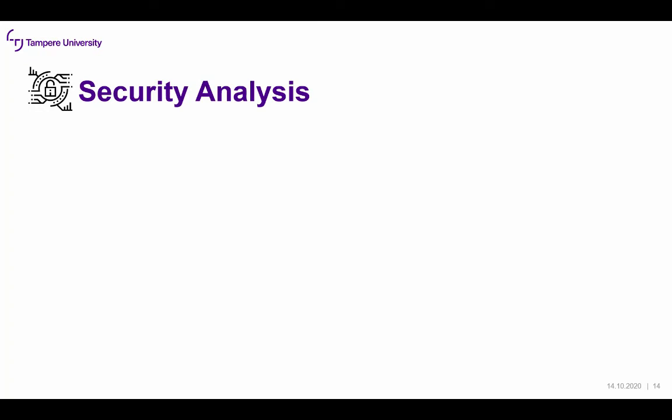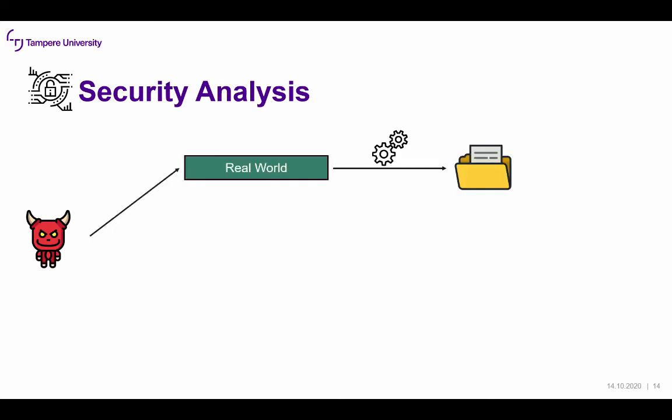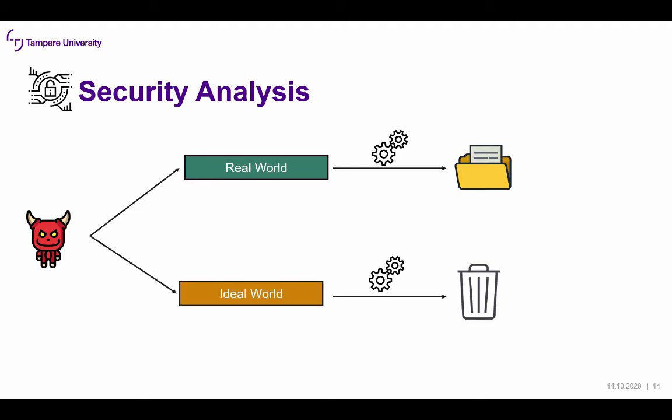Now, moving on to the security analysis of our construction, we make use of the real-ideal world formalization. In particular, we assume that our adversary can observe the real world, that means the real protocol, the real algorithms with the real inputs and the real outputs. And we try to design an ideal world where instead of the real algorithms running, the simulator simulates the whole procedure.